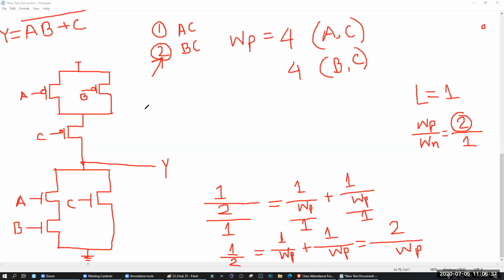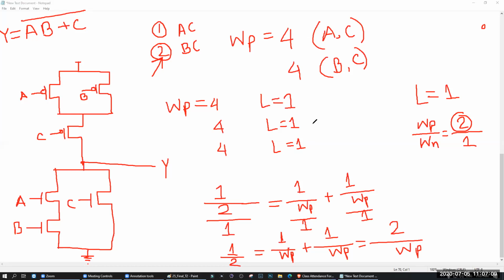So what do I mean by this? See, for A, your WP is 4. Your L is how much? 1. For B, your WP is 4. Your L is how much? 1. For C, your WP is 4. Your L is 1. Now, there is a significance of this thing.